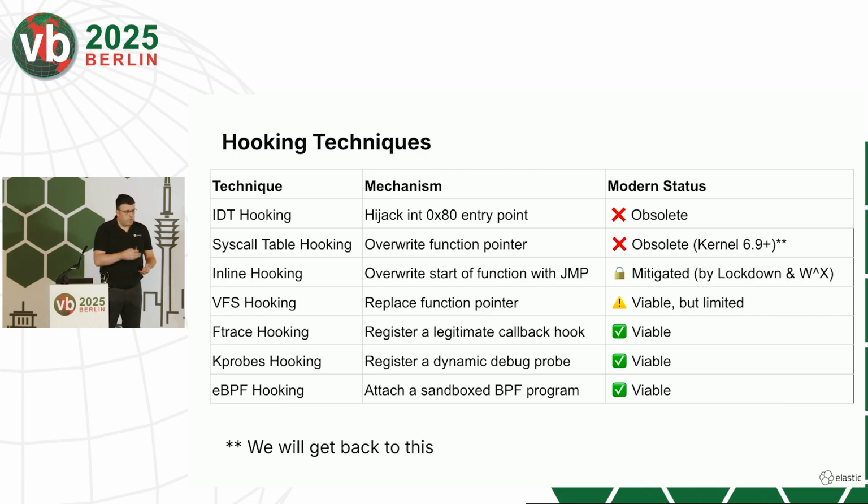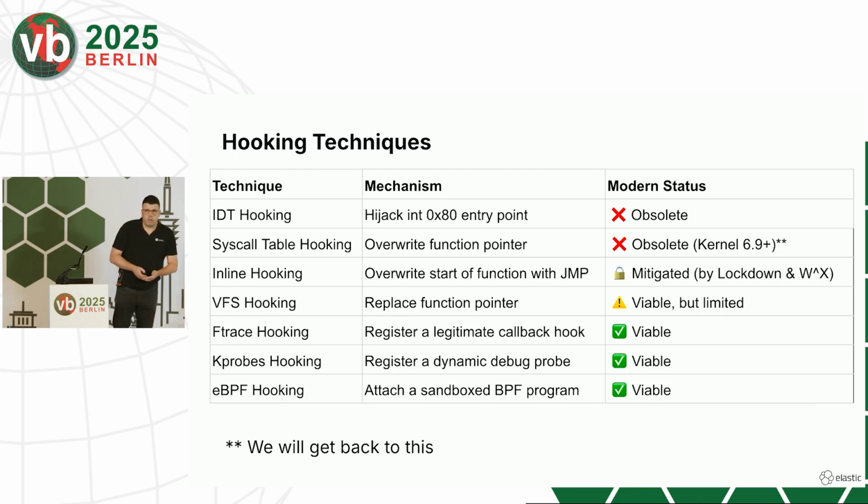Just going over top to bottom a little bit. First, we had IDT hooking, that's interrupt table hooking. Somewhere in the kernel 2.x space, this actually became obsolete because the technique just wasn't viable anymore. It was used by hijacking the entry point for the int 0x80 interrupt call. That's no longer used in modern kernels.